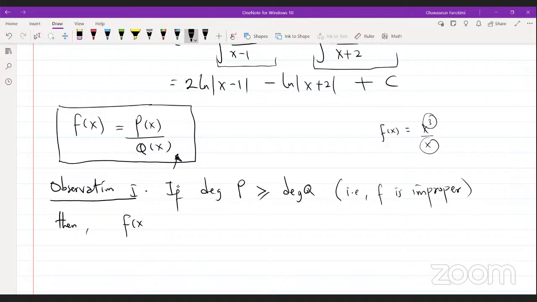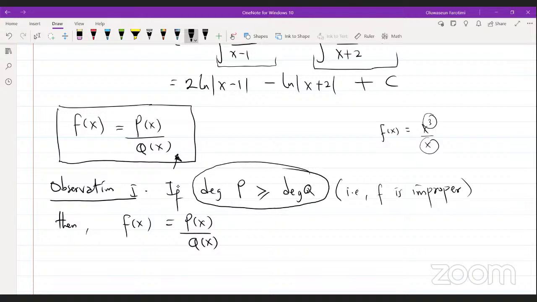All right, so then you can actually write this guy. Remember, your function is f of x, and f of x is given by p of x divided by q of x. Whenever this happens, you should write your rational function in terms of s of x plus r of x divided by q of x. Okay, it's all going to make sense when we start doing an example.